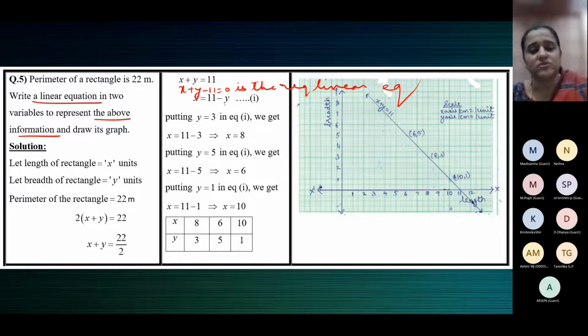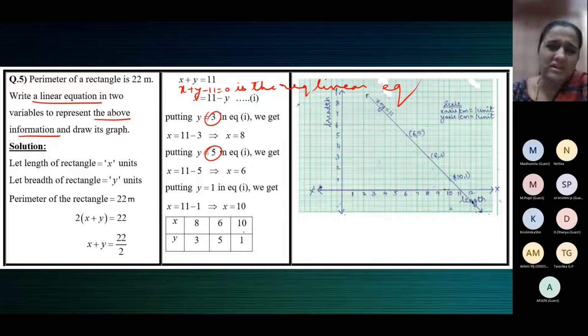Now I have written x in terms of y. X is equal to 11 minus y. So I've given different values for y. And see, now you don't have to read anything from the graph. So you don't have to really worry about the values you're going to take.